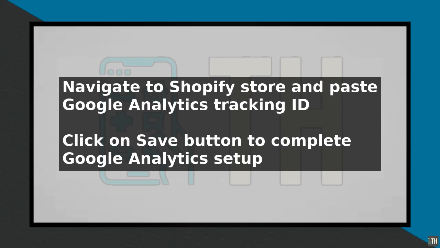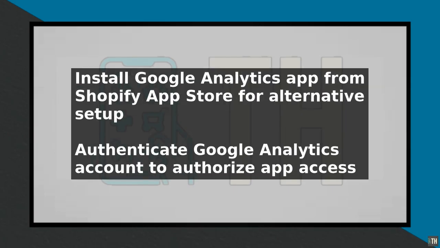To do this, navigate to the App Store and search for Google Analytics. Click on the Get button and then Install app. Follow the prompts to authenticate your Google Analytics account and authorize the app to access your data.